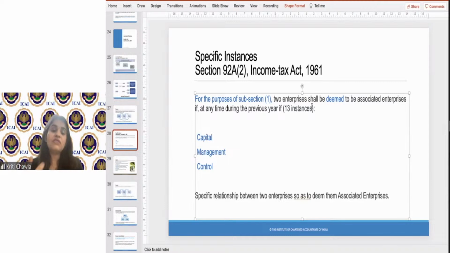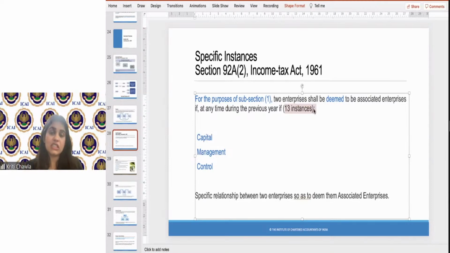What I've done is, these 13 instances, if you open the Income Tax Act right now, are provided in the Income Tax Act. Because these 13 conditions are very, very difficult to remember, I have divided these 13 conditions into 3 categories. These 3 categories are capital, management, and control. I'm going to talk about these 3 categories separately, but it's not provided. These categories are not provided in the Income Tax Act.